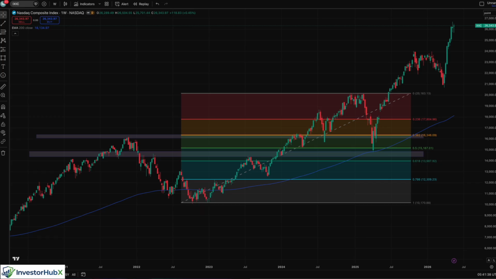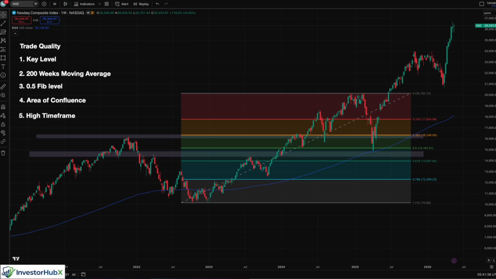The first one is here. First, the entry is at a key level. It is also where the 200-week moving average is located. It is also where the 0.5 Fibonacci level is located. We now have multiple factors aligning at the same area. This creates an area of confluence. In addition, this trade is on a higher time frame, which gives it more weight. This is an A+ setup.